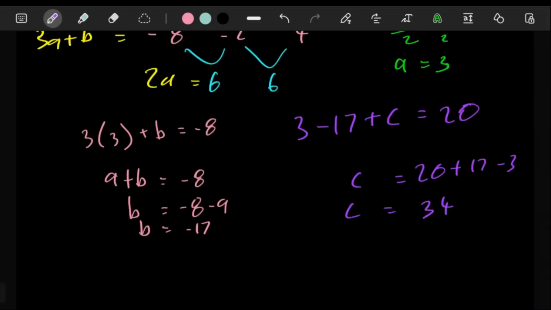So all this, we can see it's okay. Nothing bad, nothing crazy. It's just pretty straightforward. So Tn is equal to 3n squared, b is negative, so negative 17n, plus 34.